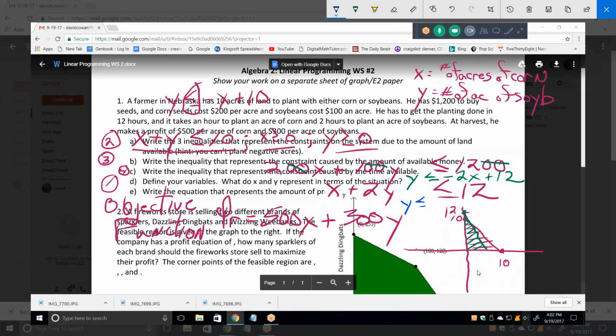So, solving for y. Get rid of the x and then divide both sides by 2. So negative 2x, no, plus. I'm dividing both sides by 2. Negative 1/2 x plus 6. That's my third constraint.